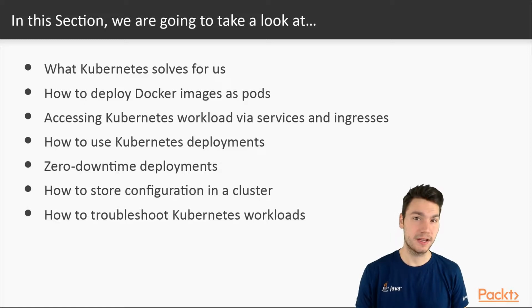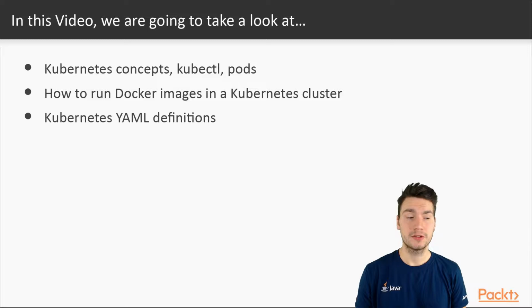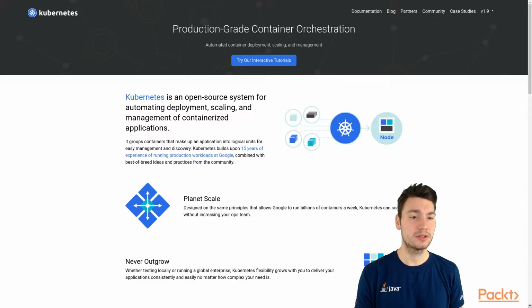and debug these applications. So in the first video, we're going to see how we can deploy Docker images as Kubernetes pods. We're going to see the rough concepts behind Kubernetes, how to use the kubectl command line, and what these pods resources are. And we see how to run our Docker images in a Kubernetes cluster and how to define resources using YAML.